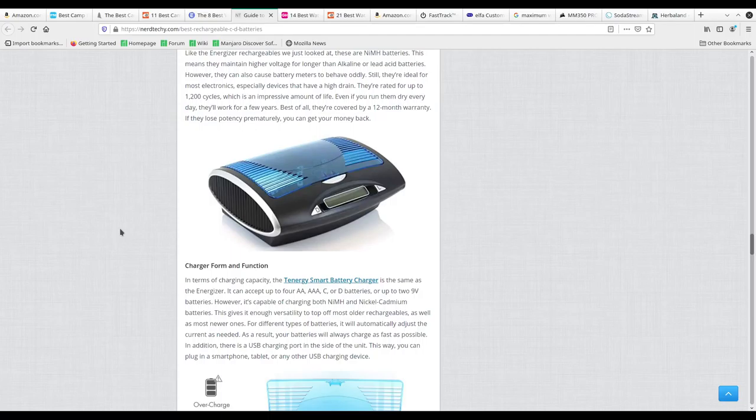The Tenergy battery charger can be bought for $37 by itself from what I've seen, or you could get a battery bundle with it. I think it does D batteries in the bundle. It comes with 4 D batteries plus the charger at $50, so you're getting a slight bundle discount that way.